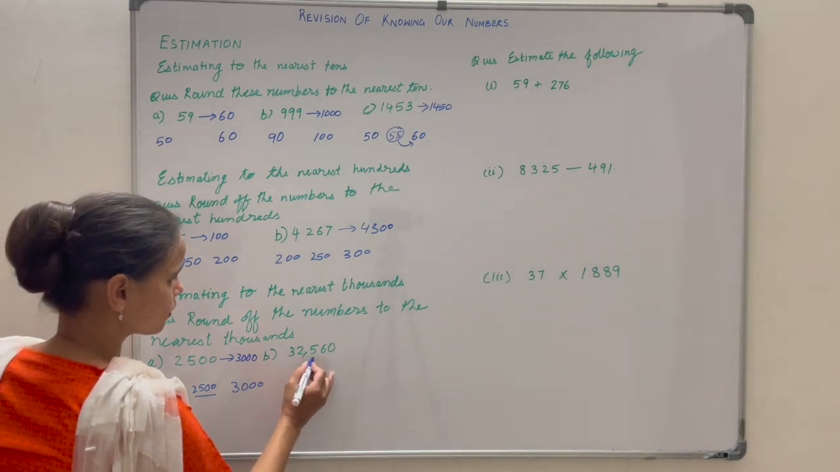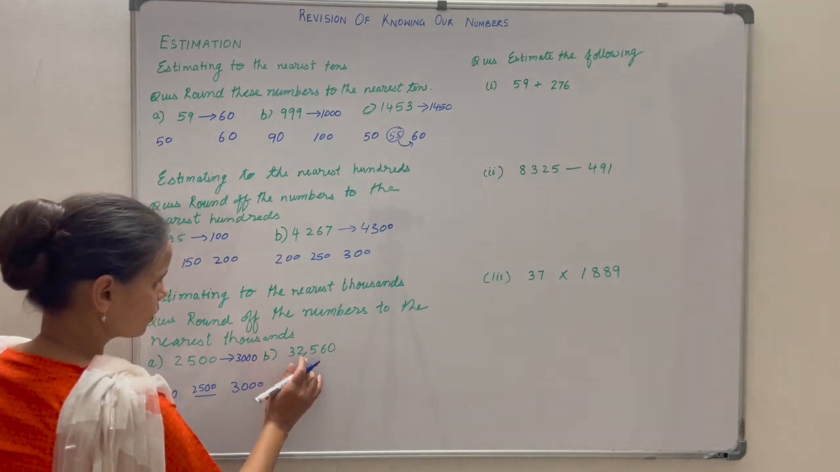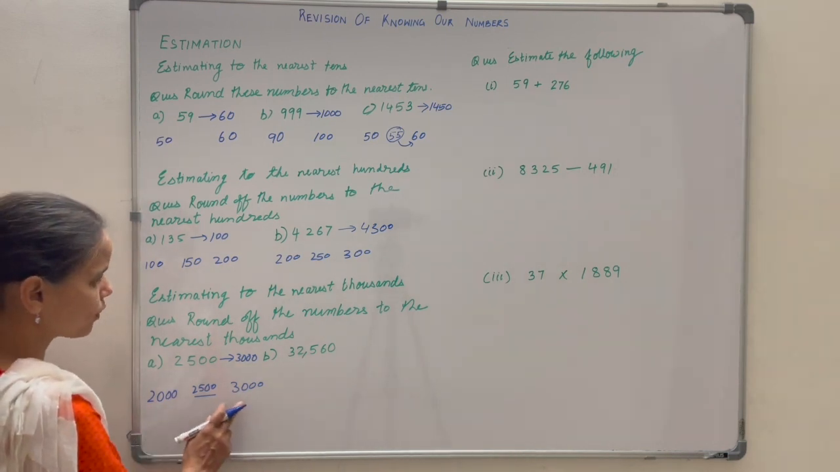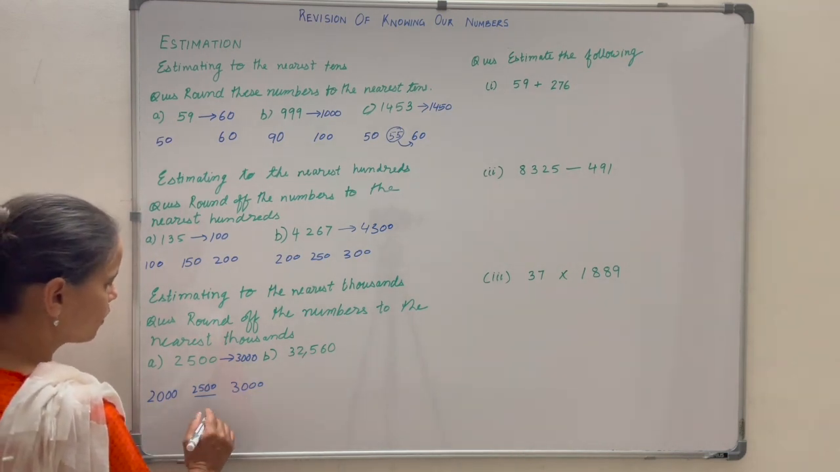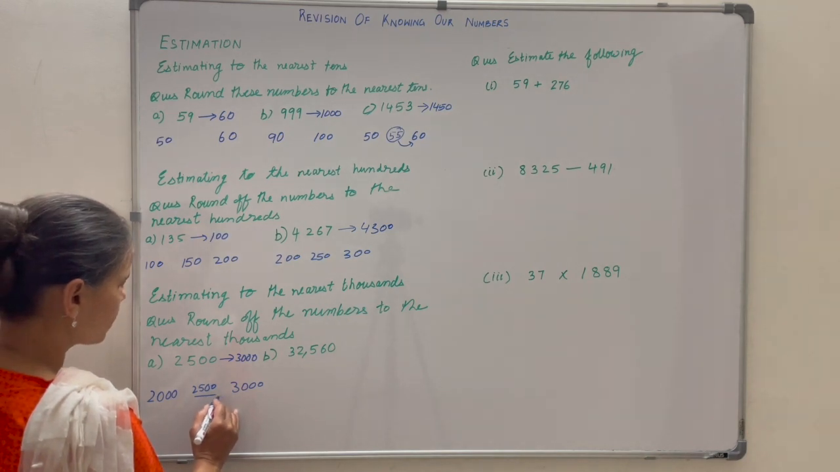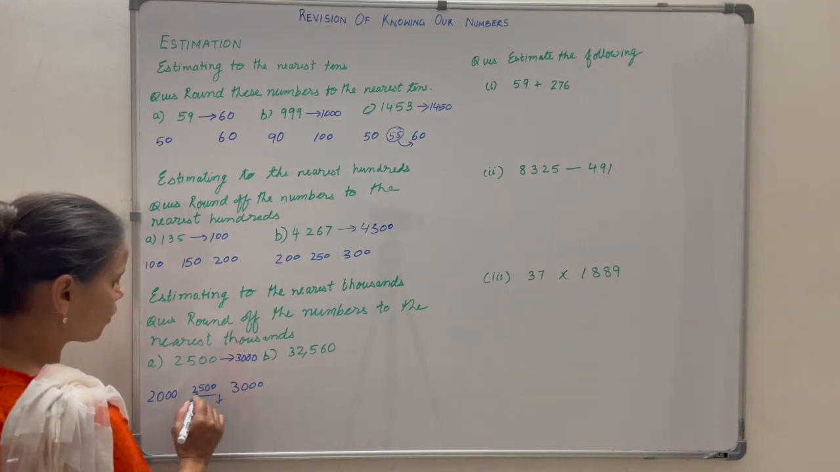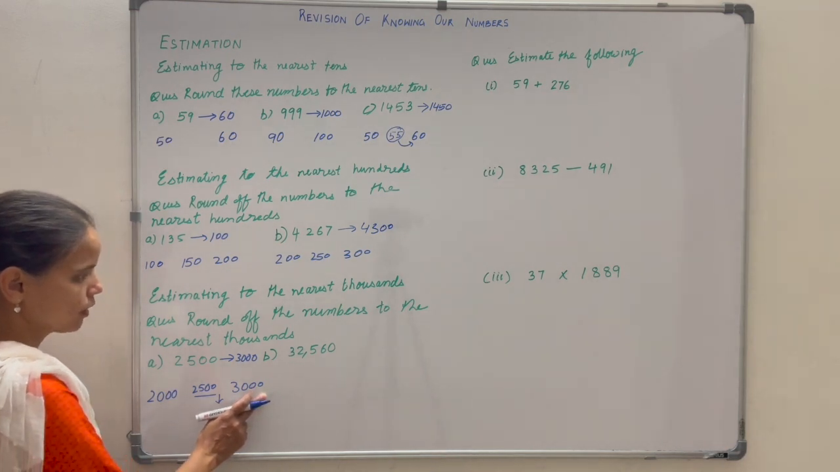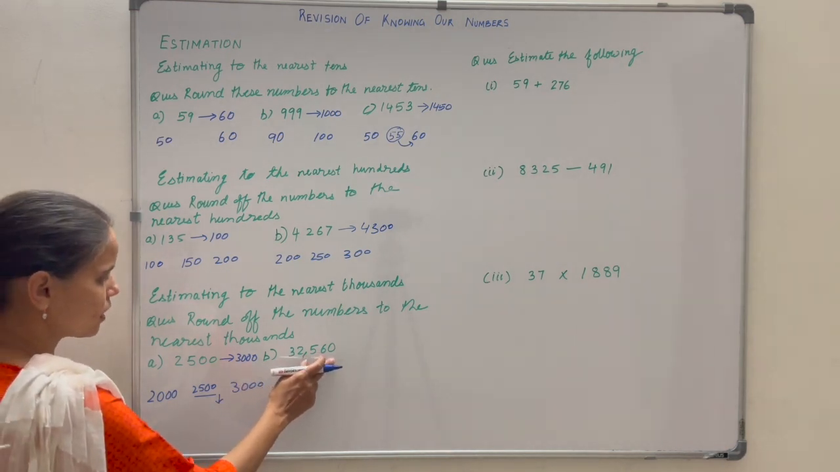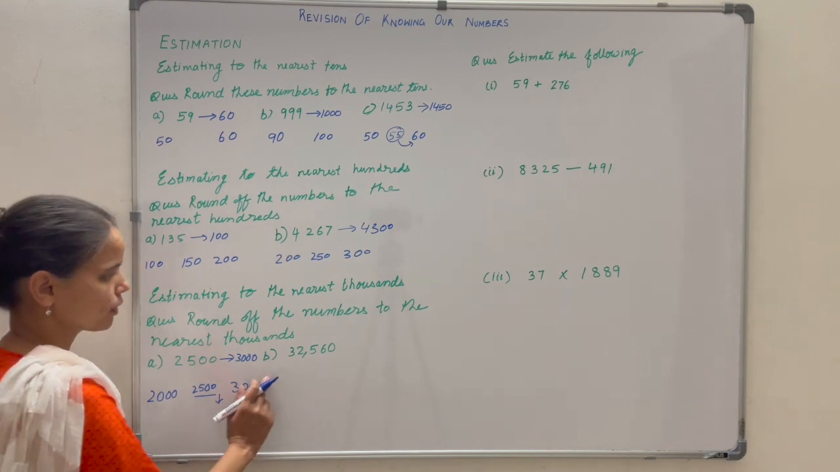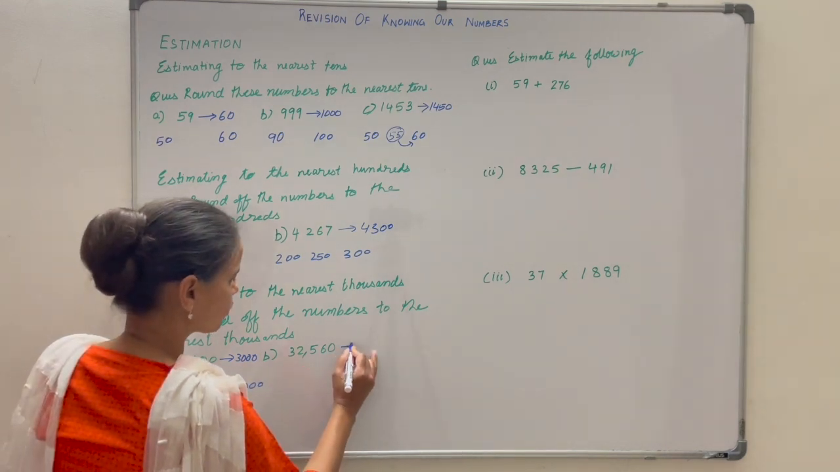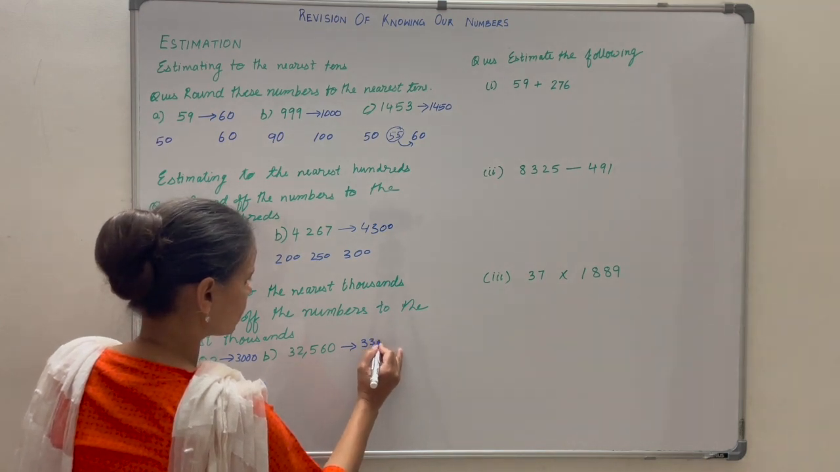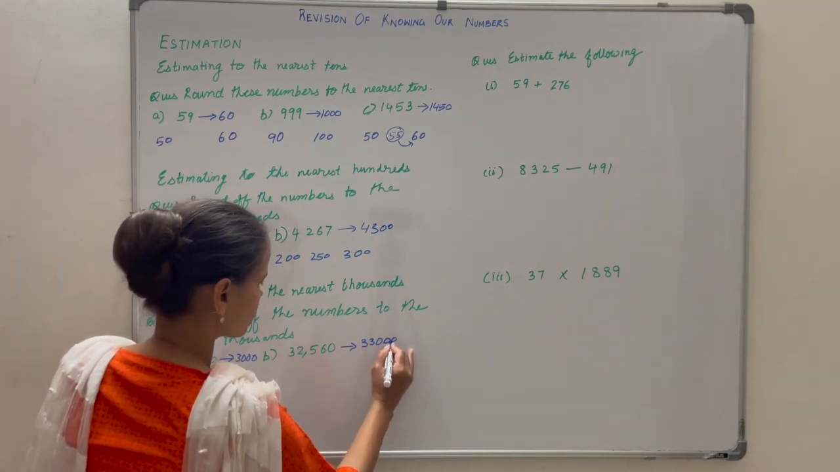Now 32,560. So 2560, again it lies between 2000 and 3000. 2560 is greater than 2500. So it is more closer to 3000. So 2560 is rounded off to 3000. So this number 32,560 is rounded off to 33,000.